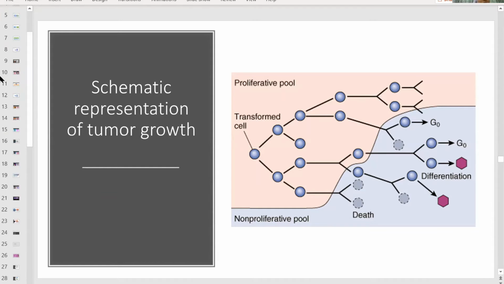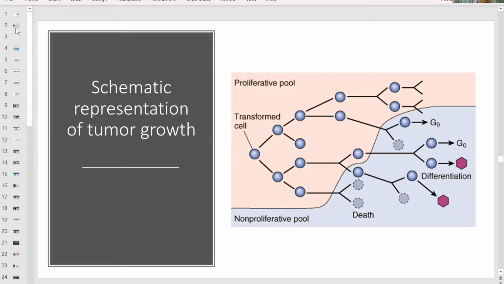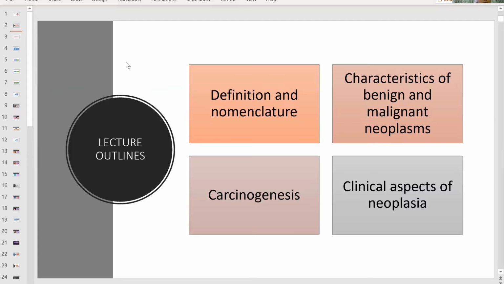For neoplasia, I think the most important thing you need to know is a bit about the nomenclature and definitions. But the most important thing is you need to know how we distinguish between benign and malignant tumors grossly, because the gross appearance is most important for you when you do surgery. At least you know whether it's benign or malignant grossly.